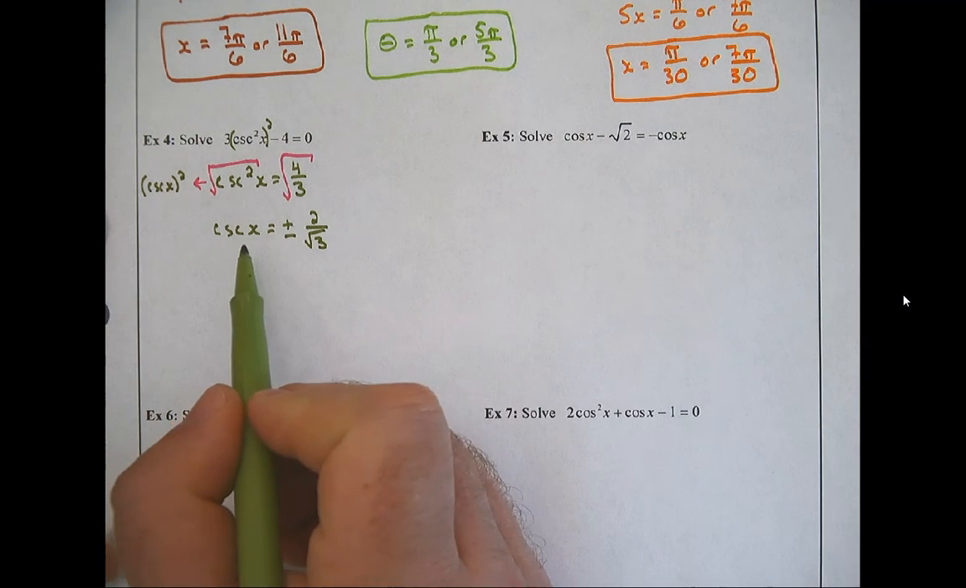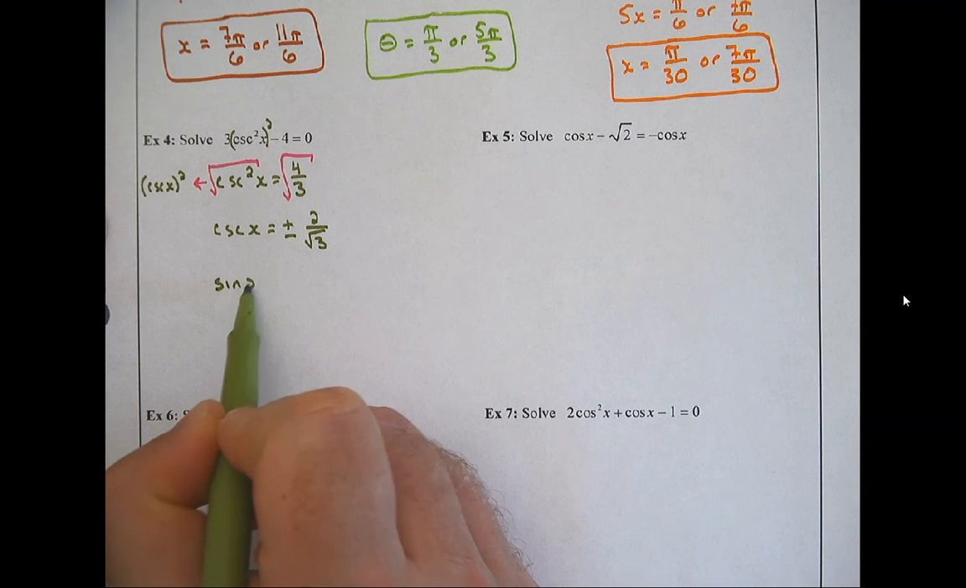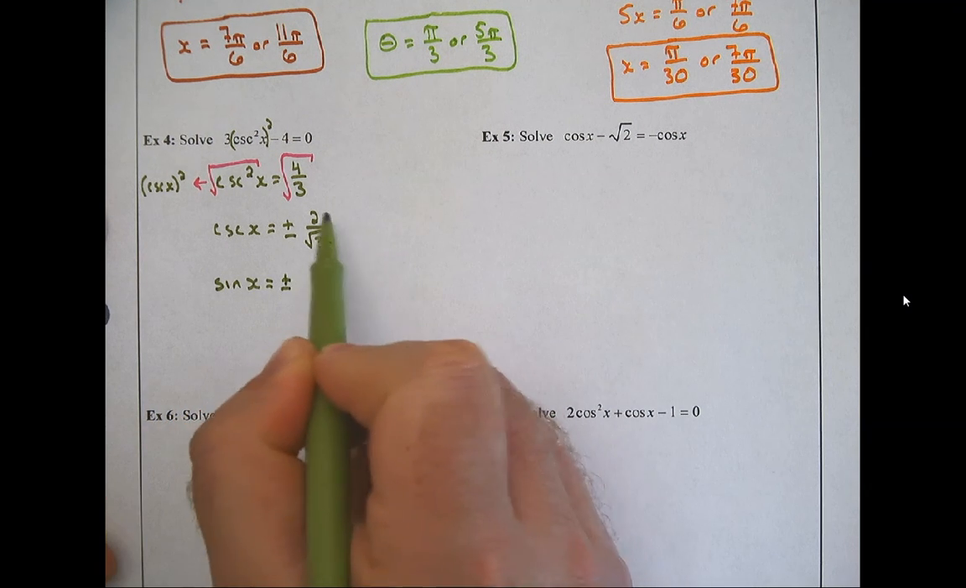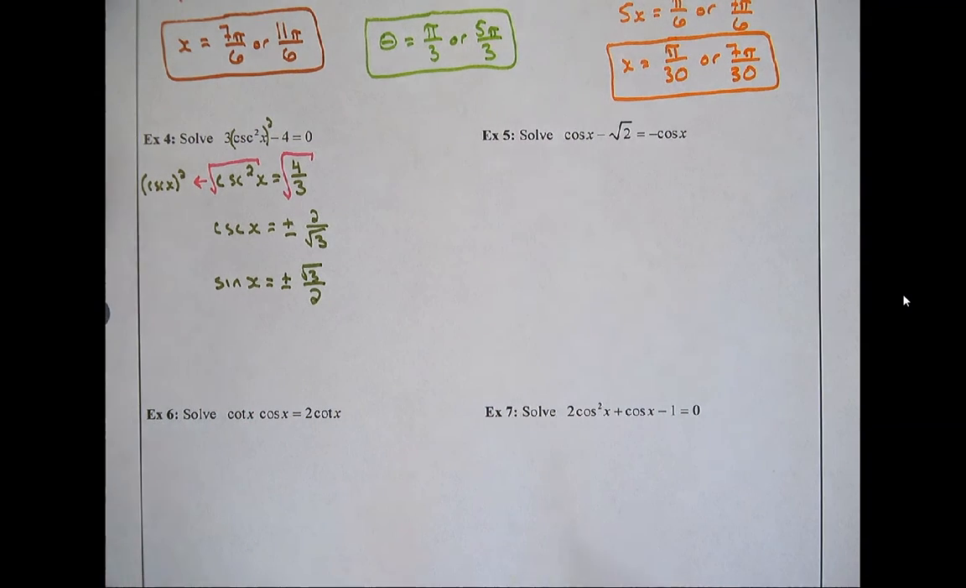So who's the reciprocal of cosecant? That's sine. What's the reciprocal of 2 over root 3? Would be root 3 over 2. And now I'm to the spot where I can do my check marks.